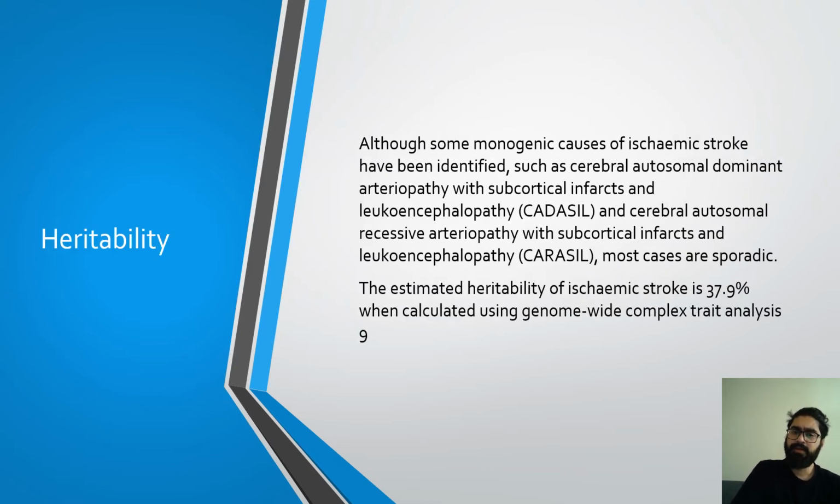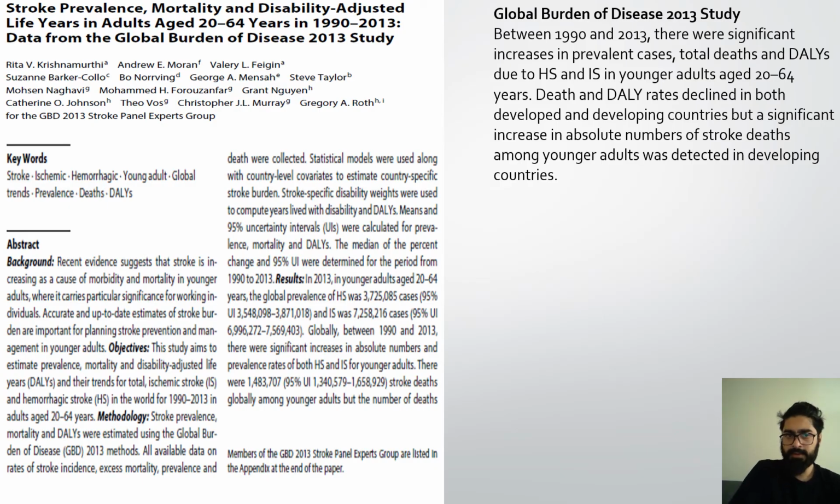Heritability: although some monogenic causes of ischemic stroke have been identified, such as cerebral autosomal dominant arteriopathy with subcortical infarcts and leukoencephalopathy, which is called CADASIL, and cerebral autosomal recessive arteriopathy with subcortical infarcts and leukoencephalopathy, called CARASIL, most cases are sporadic. The estimated heritability of ischemic stroke is 37.9% when calculated using genome-wide complex trait analysis.